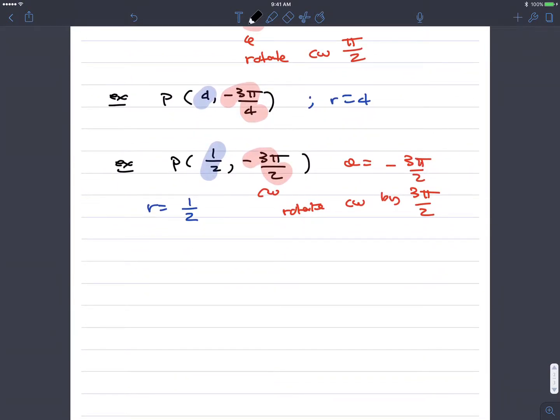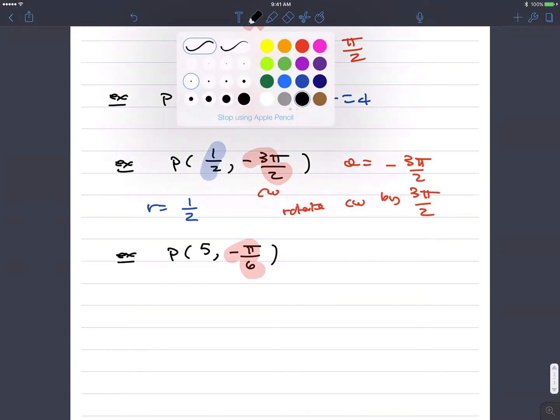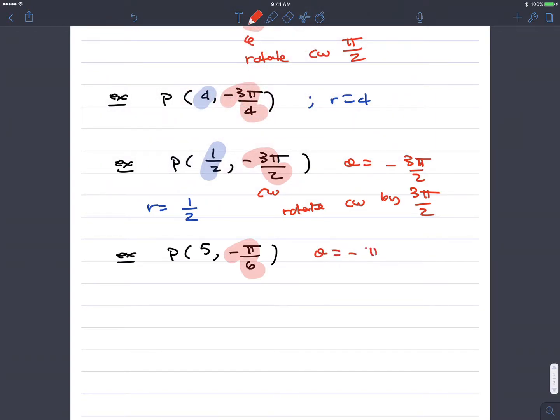Okay, first got to plot some points. This is the key. Our point's going to be, how about if we say this, 5, negative pi over 6. Let's plot these points. 5 negative pi over 6. Okay, we notice our angle here again is what? Negative. Is that true? So my theta will be a negative pi over 6, and my radius is 5. Radius is positive right here. Okay.